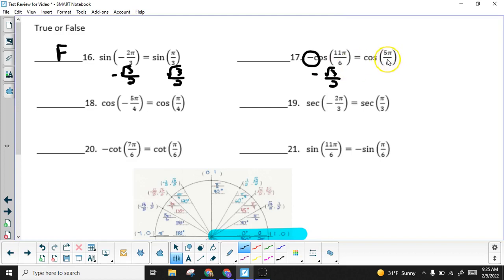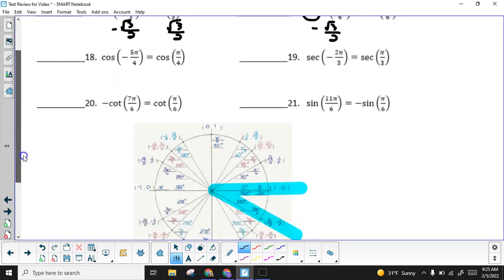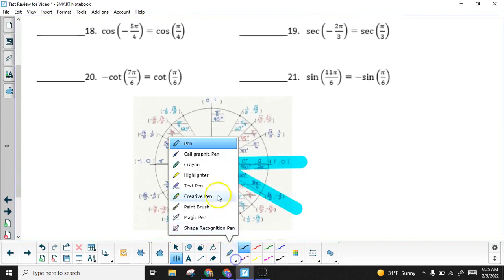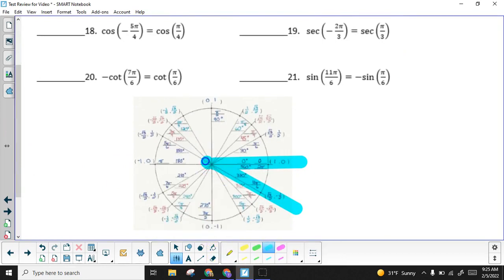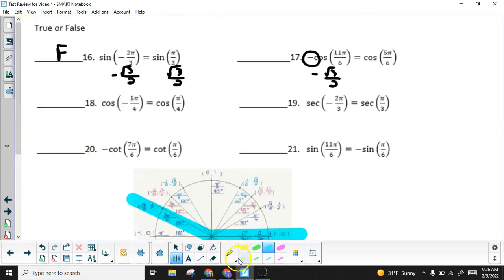My right side is asking for the cosine of 5 pi over 6, and 5 pi over 6 is here, and our cosine value is negative root 3 over 2. So my left side is negative root 3 over 2. The right side is negative root 3 over 2. Those are equal. So number 17 is true.